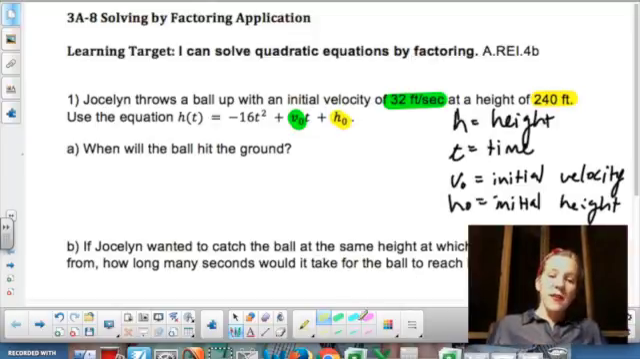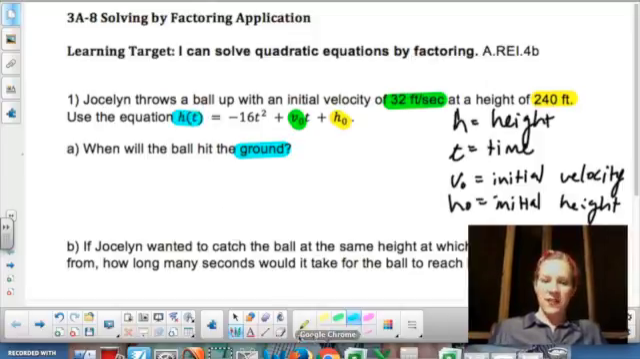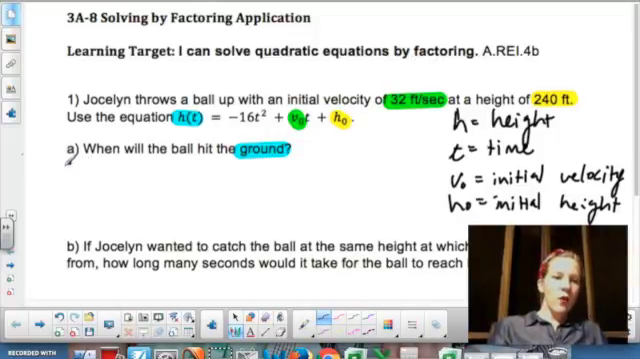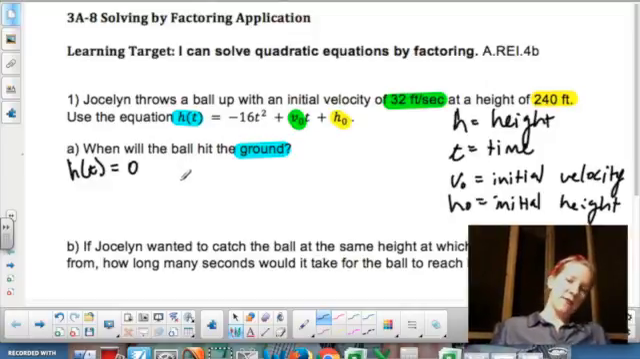Now, another piece of information that we know is the question is asking, when will the ball hit the ground? If we want to know when it's going to hit the ground, that implies that the height is 0 feet because it's lying on the ground. So that's the information that we're going to use to fill in this h of t. So we want to solve this equation for when the height is 0.